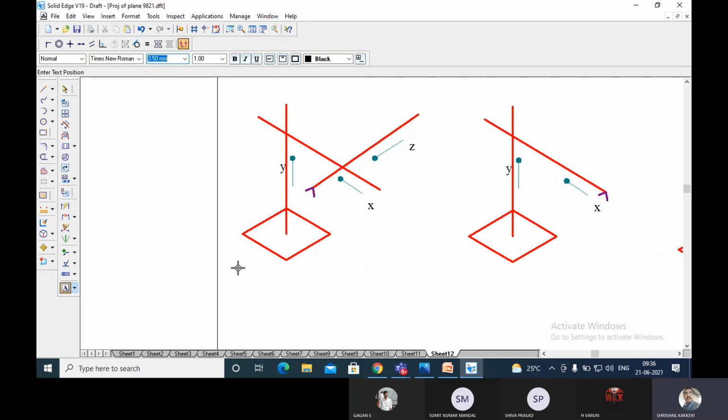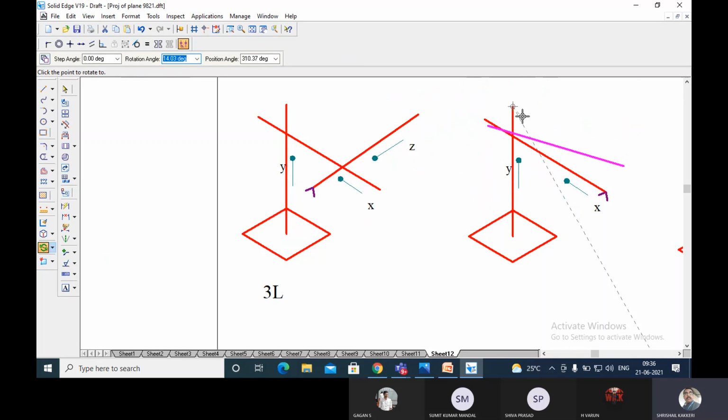So this will be 3L, and it will be linear movements. You are understanding me? Yes, it will be linear movement, and this will be rotation here. For example, this arm can be rotated like this, about this point. You understood my point? So this arm can be rotated.